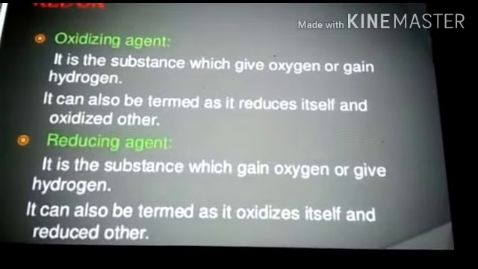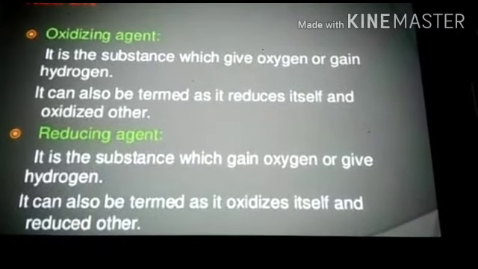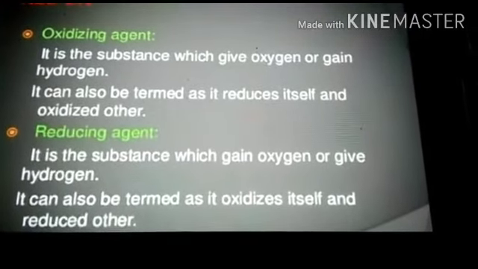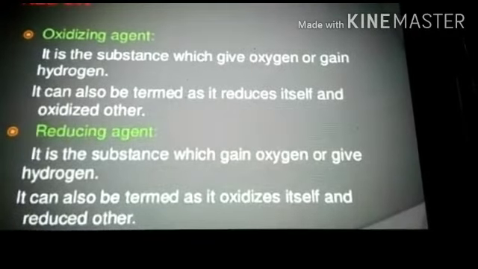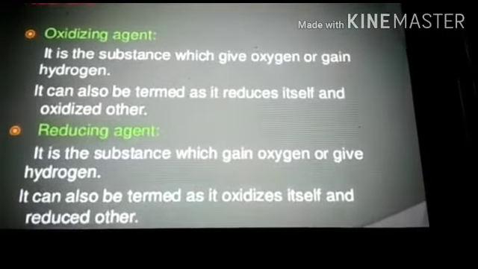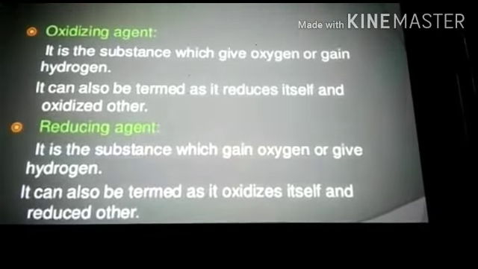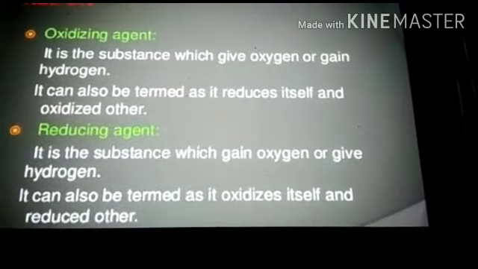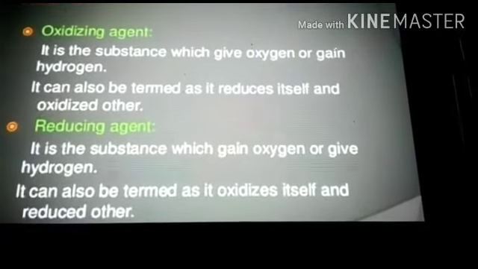There are two types of agents, oxidizing agent and reducing agent. Oxidizing agent: it is a substance which gives oxygen or gains hydrogen. It can also be termed as one that reduces itself and so brings about the oxidation of the other. Reducing agent: it is a substance which gains oxygen or gives hydrogen. It can also be termed as one that oxidizes itself and reduces the other.